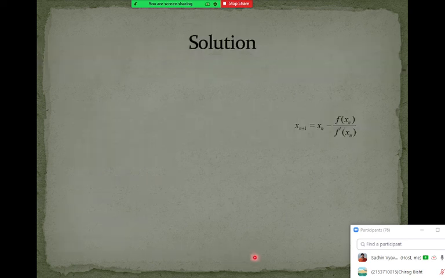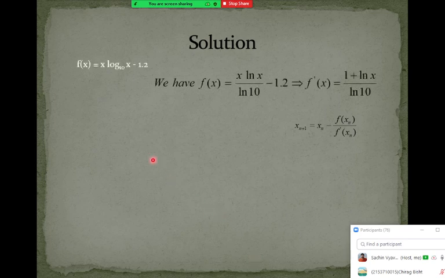So you'll observe the first thing that we have, that f(x) is this one. f(x) is x log x minus 1.2. Now by change of base formula, log x at the base 10 can be written as ln x upon ln 10, or log x upon log 10. Is that clear? This is the change of base formula to write log x. This f(x) is written here.